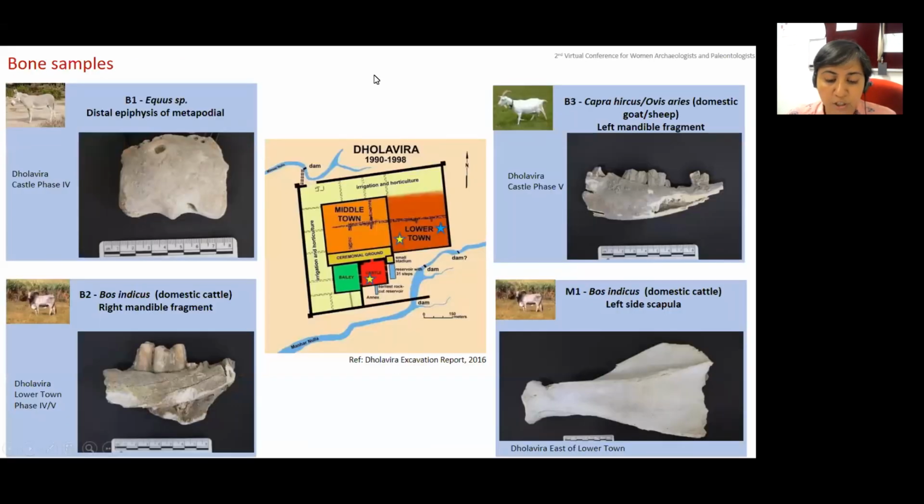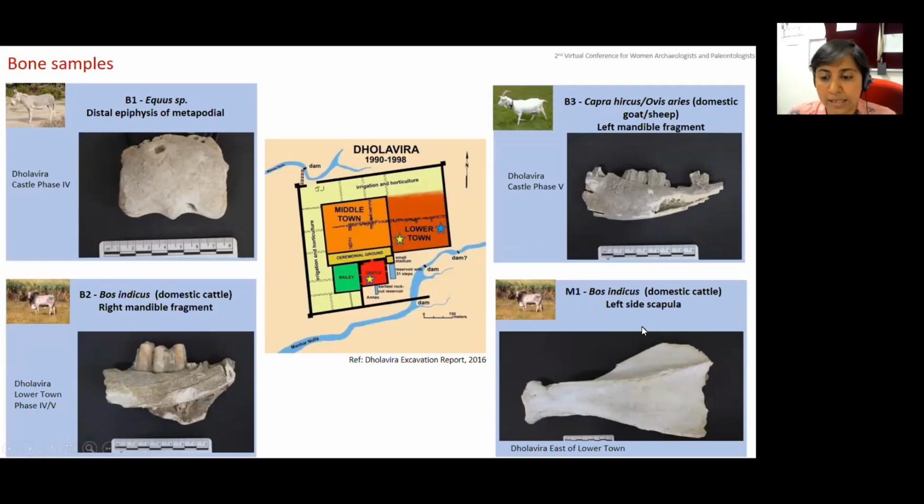These are some of the ancient and modern bone samples that were collected for the study. B1, B2, and B3 are the ancient samples, while M1 is the modern sample, which was collected from the surface of the site in one of our recent fieldwork explorations. B1 is the distal epiphysis of the metapodial of a horse, and it comes from the castle area. B2 is a mandible fragment of domestic cattle from the lower town area, and B3 is a mandible fragment, again of sheep or goat, which also comes from the castle area of the site.